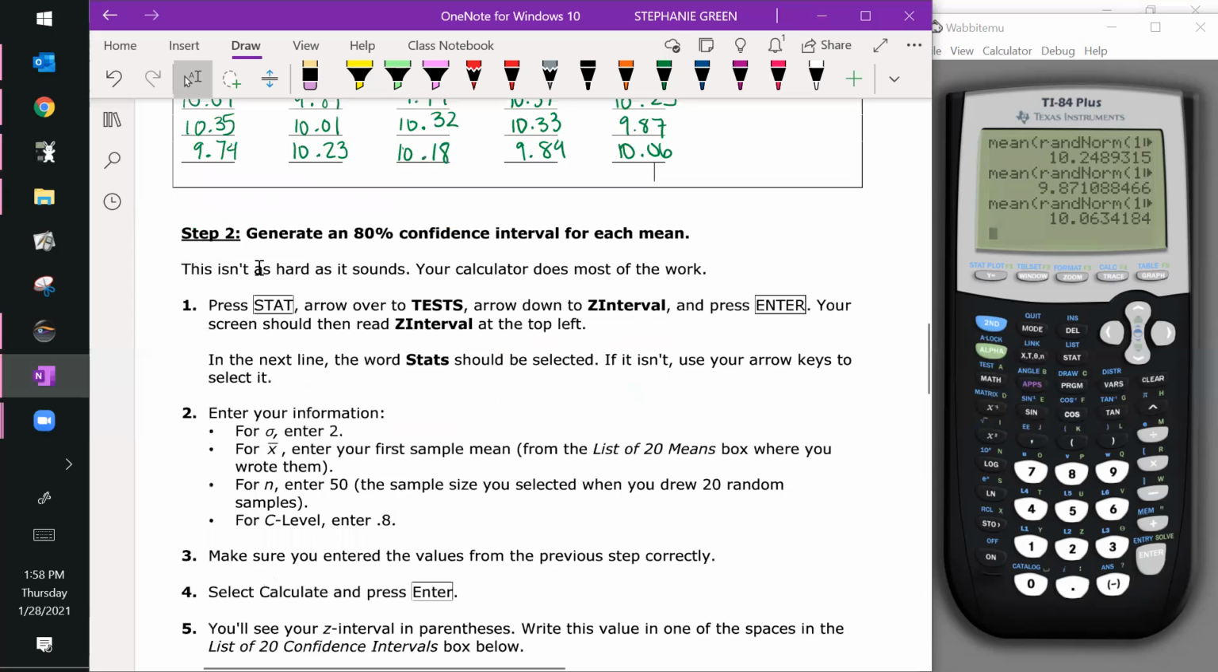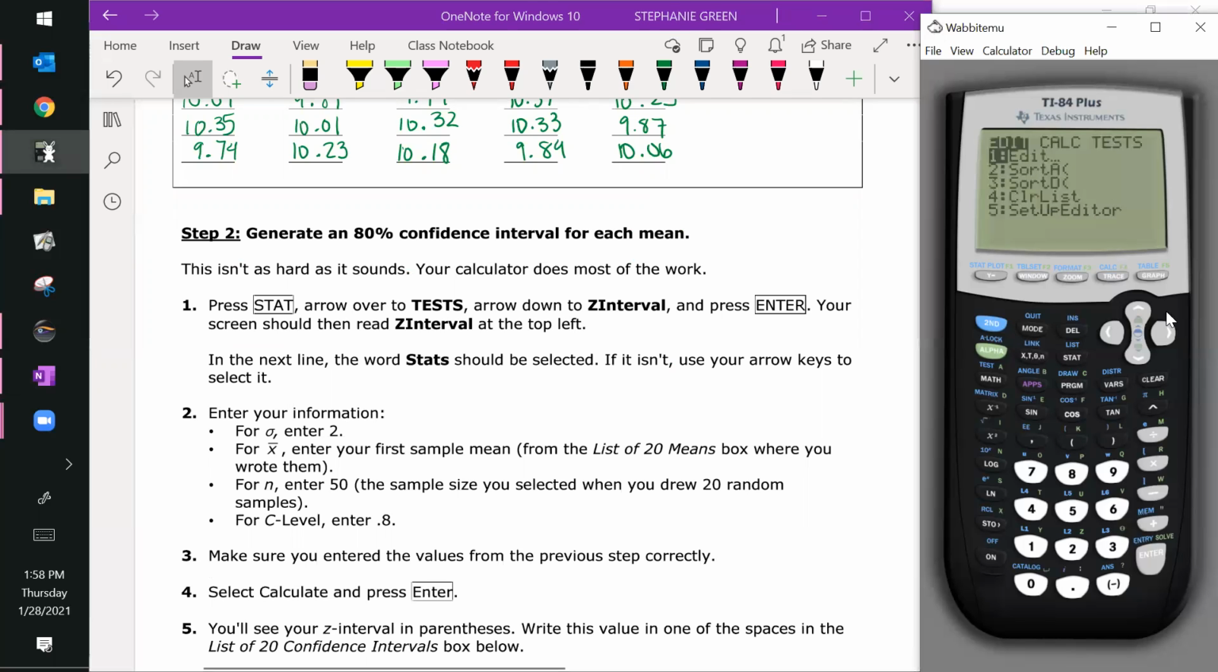All right, so the next thing we're going to do is generate an 80% confidence interval for each mean. So here are the directions on how to do that. And as it says up here, it's not really that hard, and we're going to learn some cool tricks that the calculator can do on the way. So the first thing we're going to do is press the stat button and move over to tests. We already know how to use that Z test. We're going to go down, though, to Z interval, option 7 here, and press enter.